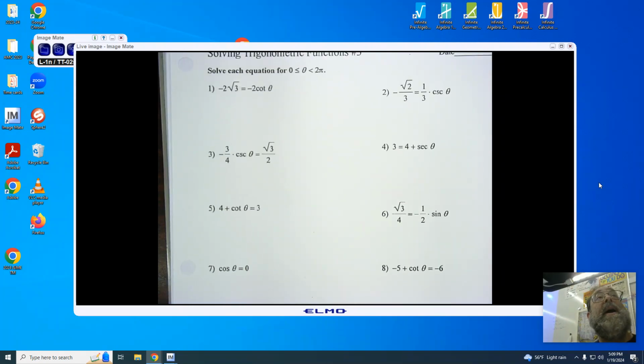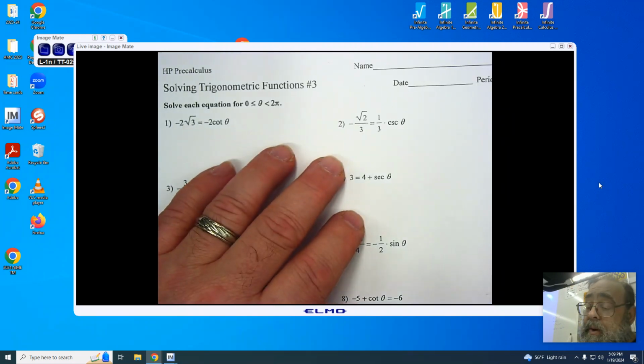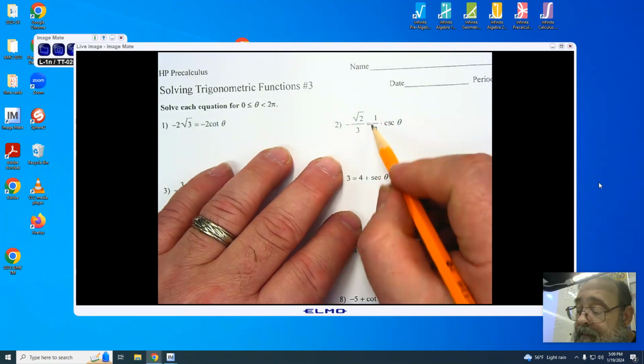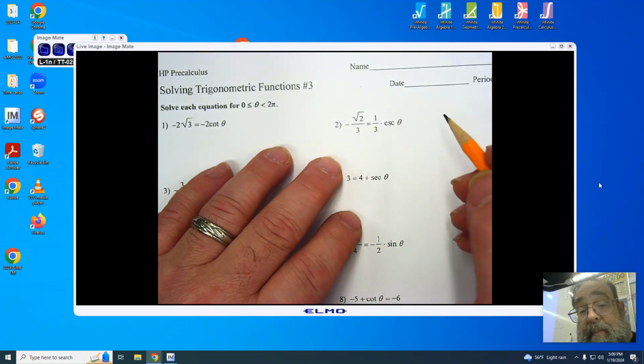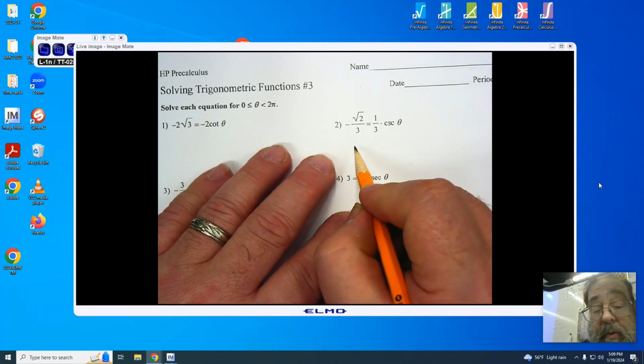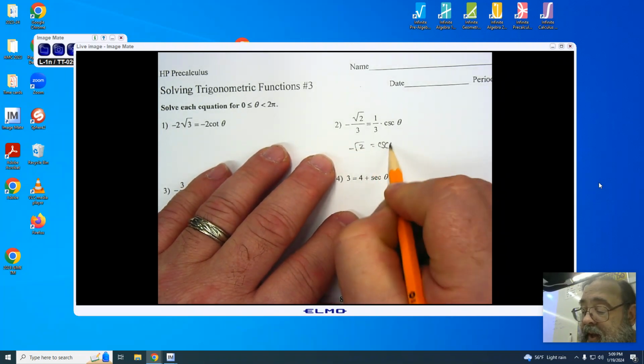First of all, recognize the domain is in radians, and we are going from 0 to 2 pi. We cannot accept 2 pi, but we do accept 0 pi. Now, when we're doing this, our goal is to try to get rid of any coefficient that is in front of the operation. To do this, we are going to multiply by the reciprocal, and when we do, we end up getting negative root 2 equals the cosecant of theta.